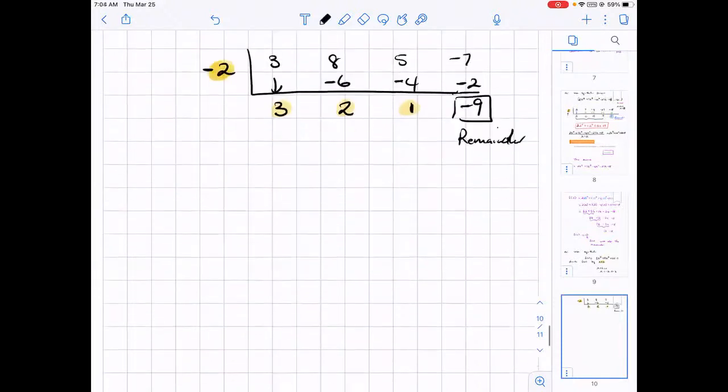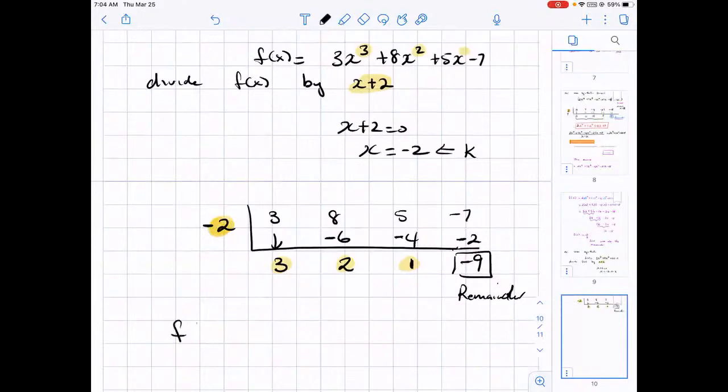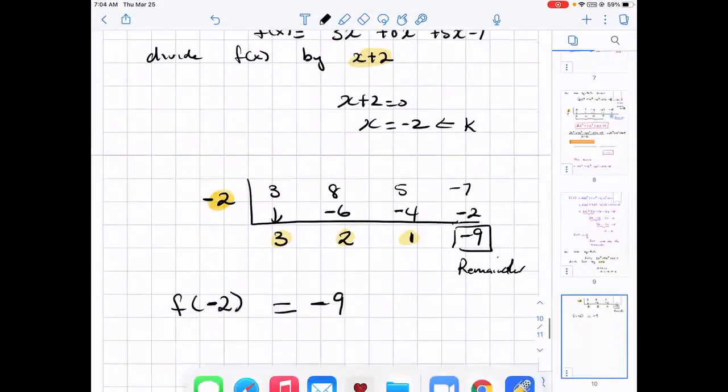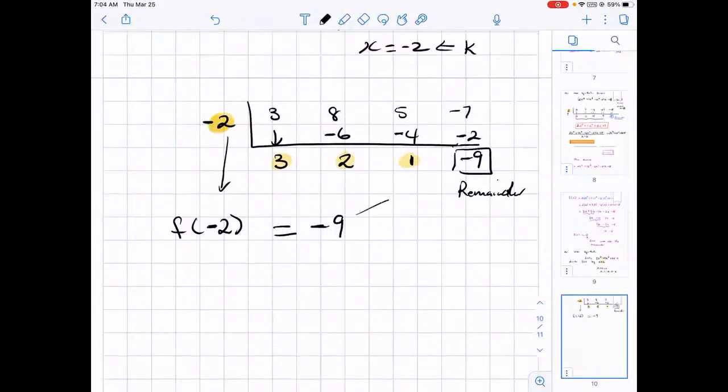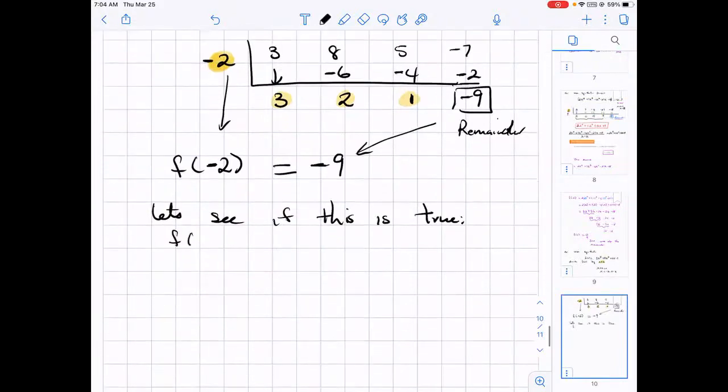But what I want to show you is that if we say f of negative 2, this is going to be equal to negative 9. F of negative 2 is going to be equal to negative 9. And we can try it. Let's see if this is true. So f of x was given to us as 3x cubed plus 8x squared plus 5x minus 7. So what is f of negative 2?